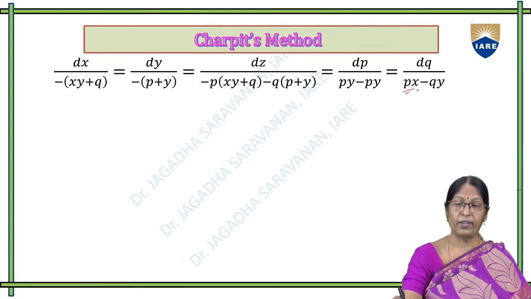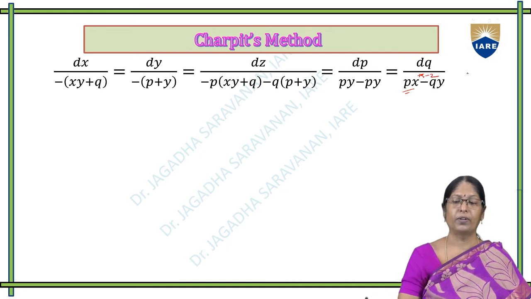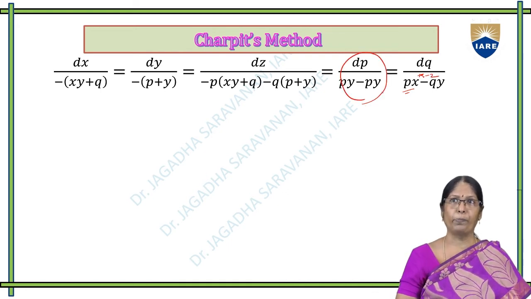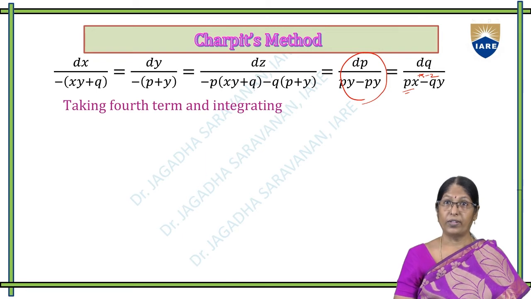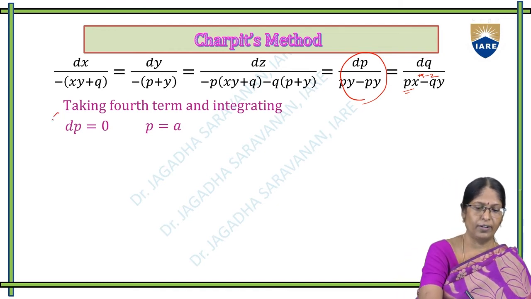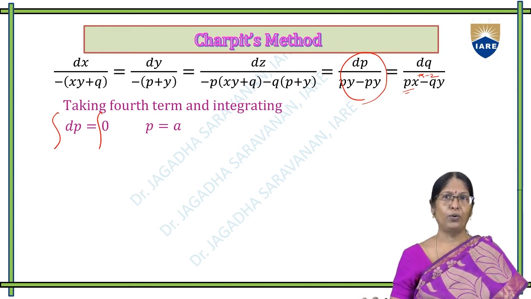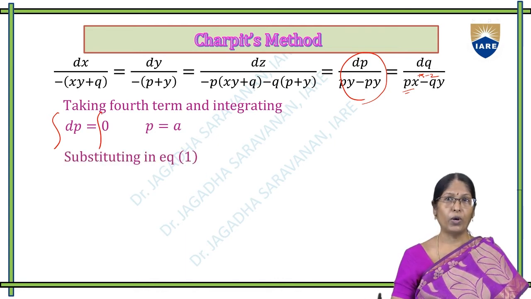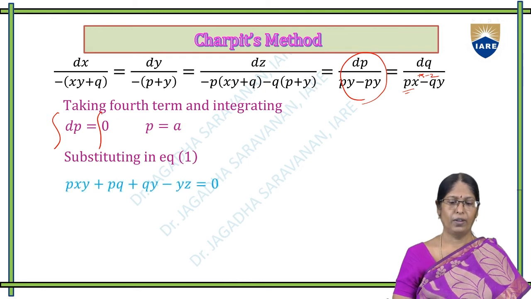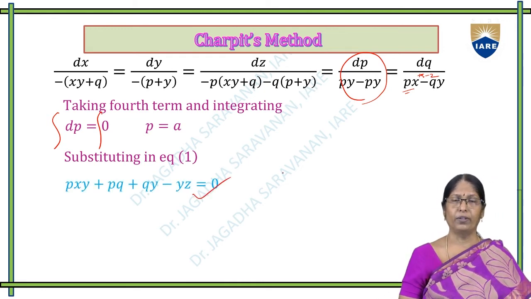So that we are picking. Here some changes should be there, the last member. Here that should be added, plus q minus z. We are concentrating on the fourth member only. So taking the fourth member, dp equal to 0, integrating both the sides, p equal to constant. So p we got, some constant, that we are going to substitute in our equation 1. So this is our given question.